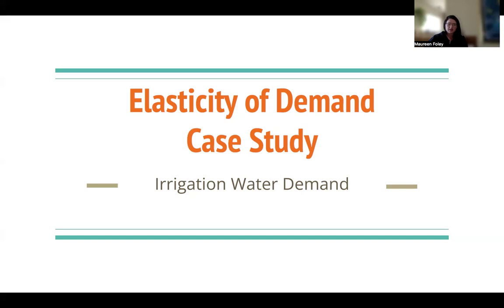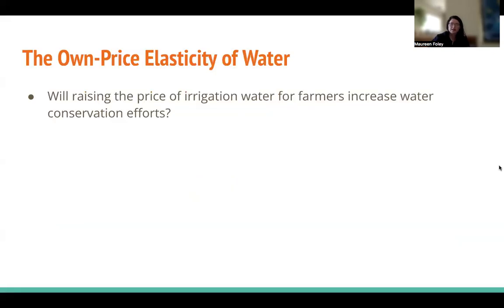So the researchers in this study wanted to look at whether farmers would respond to an increase in the price of water by decreasing the amount of water they used for irrigation and adopting water conservation methods. They basically wanted to find ways to promote water conservation in this region and to know how effective price policies would be in doing this. So the researchers asked this question: will raising the price of irrigation water for farmers increase water conservation efforts?